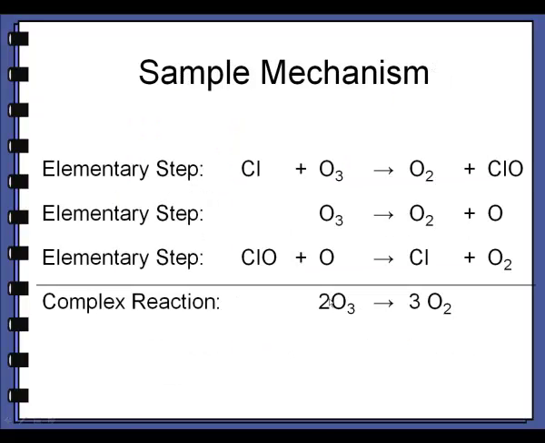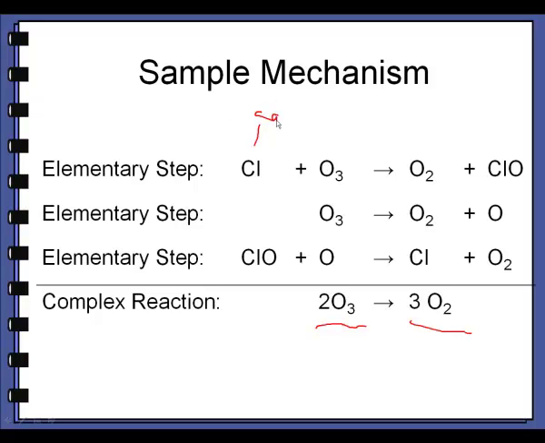So here's an example of a simple sample mechanism. There are 3 elementary steps that make up this overall reaction. This is the complex reaction that we're actually interested in. Here what ends up happening though is the Cl is actually the catalyst, the ClO and the O, those are actually intermediates. So notice how this is a catalyst.